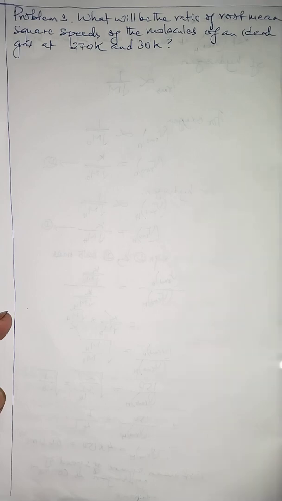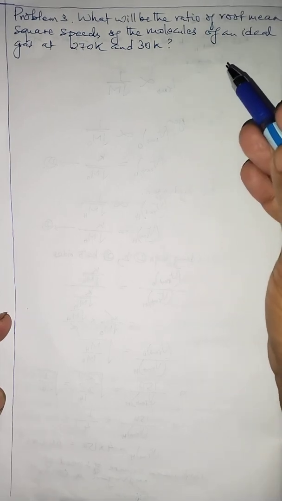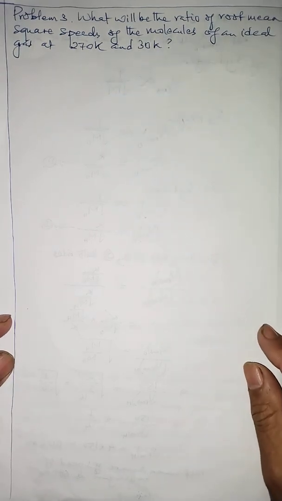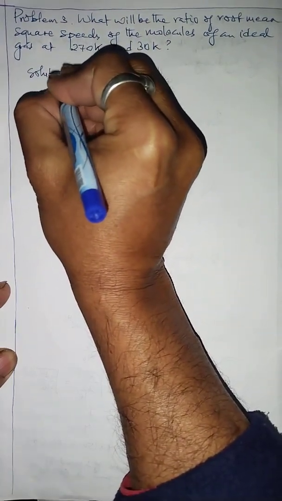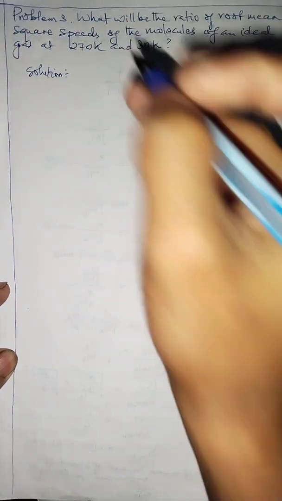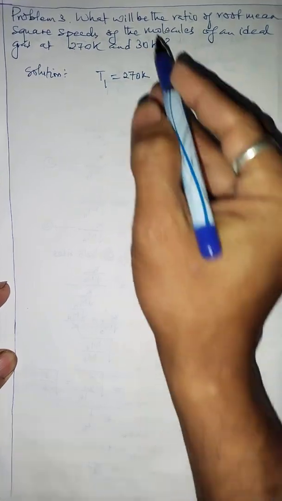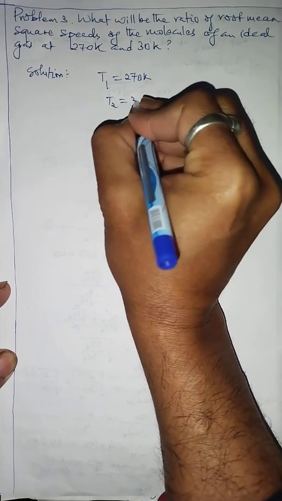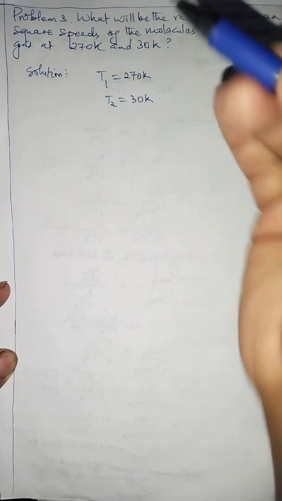At different temperatures, a given ideal gas has different root mean square speeds. The gas is the same, but due to different temperatures, the root mean square speeds are different. So let's do the solution. There are two different temperatures given. One temperature, 270 Kelvin, I write as T1, and the other, 30 Kelvin, I write as T2. So T2 equals 30 Kelvin. These are the two different temperatures of an ideal gas.